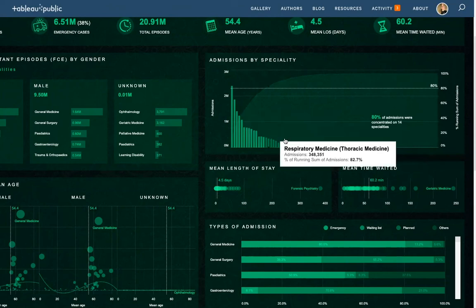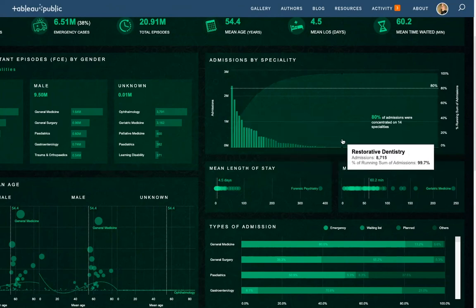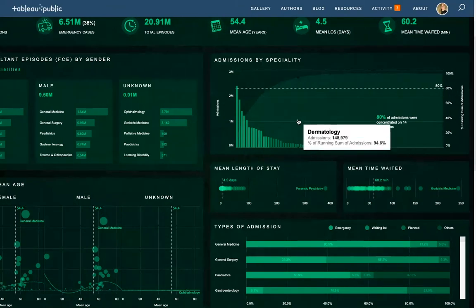This helps really highlight that maybe the top 10 is not what's important. In this case I think it's like 14 that make up 80%. So maybe showing the top 14 makes the most sense, because that shows the 80%.